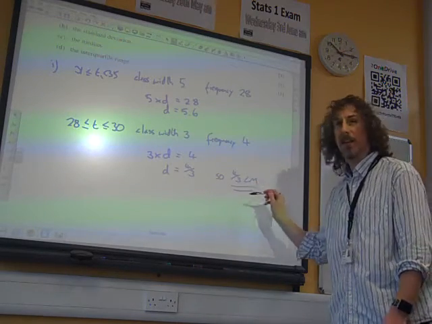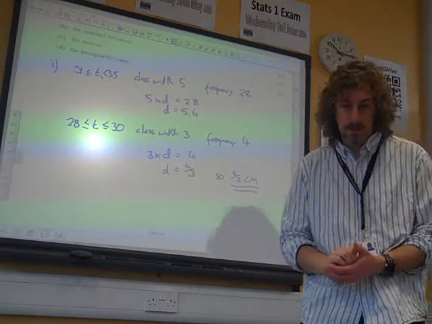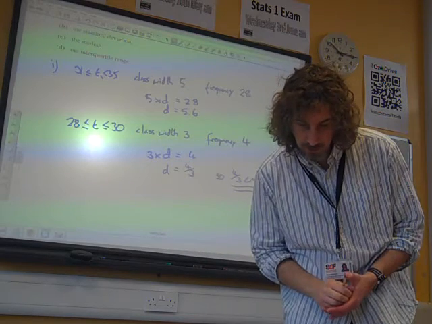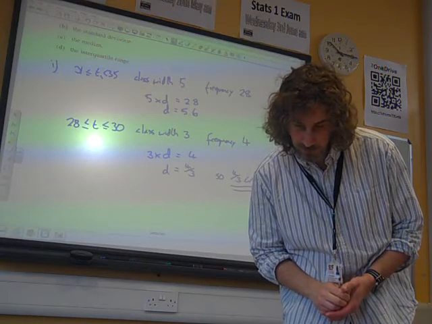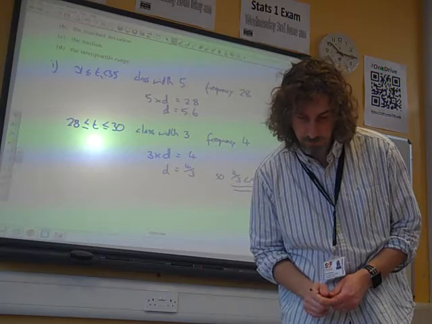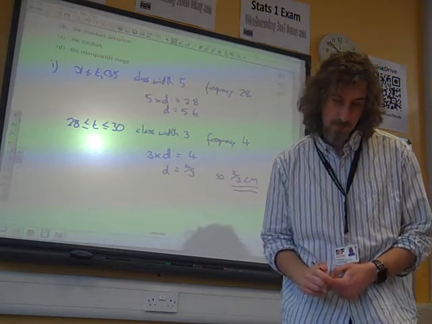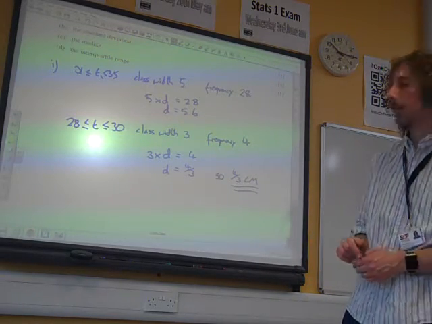And it did say height, so I would think we need to put centimetres on the end there, although they didn't care in the mark scheme. I think I would have cared. It did say find the height.